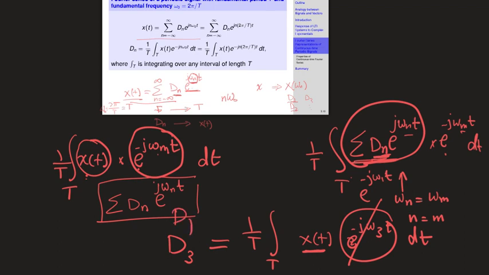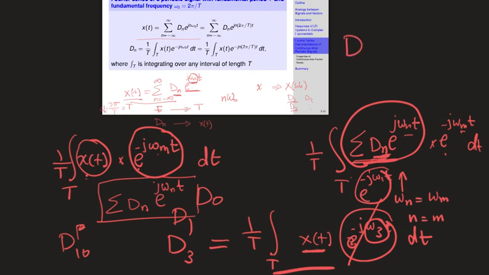What if I want to get D0? Replace this with 1, e to the power 0, right? e to the minus j power 0. When you replace this with 1, what do you get? Just the integral of the signal over one period divided by the period, which is the average, the DC component. So this will give me D0. What if I want D10? Then simply multiply here by e to the minus j omega 10 t, and so on.